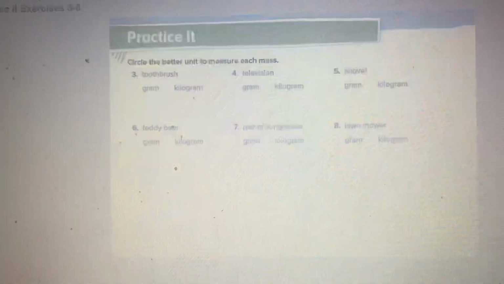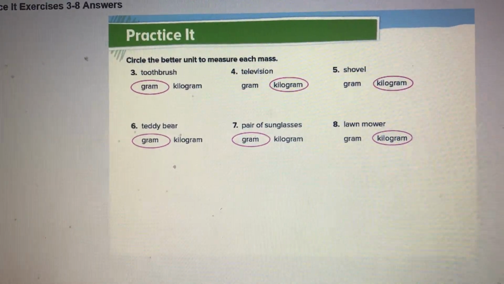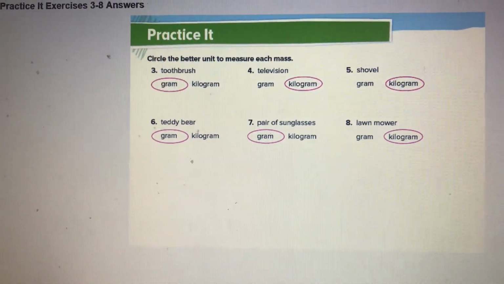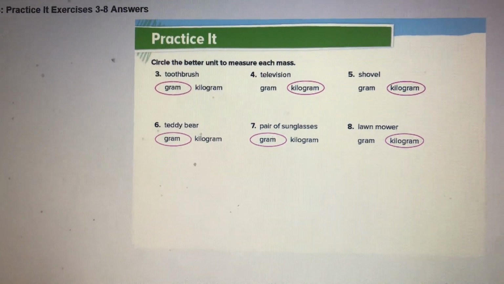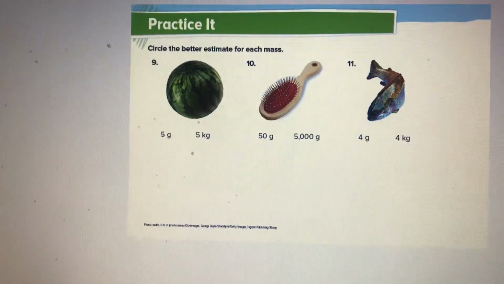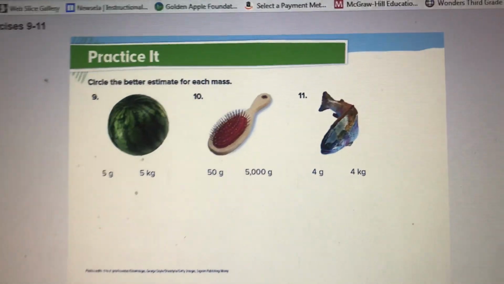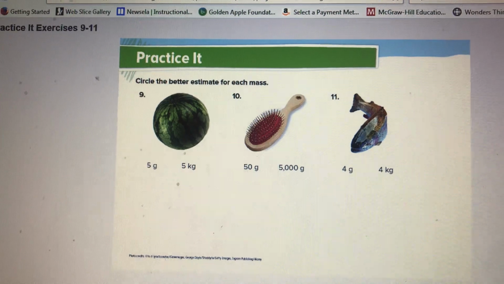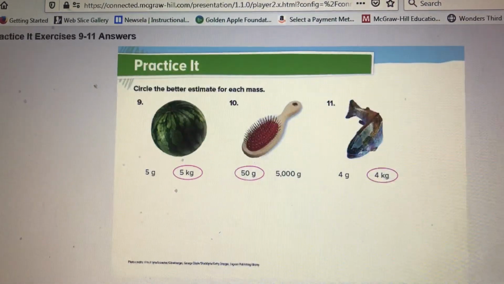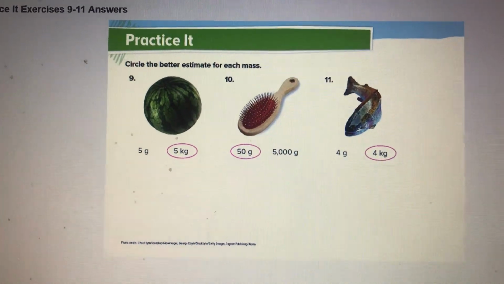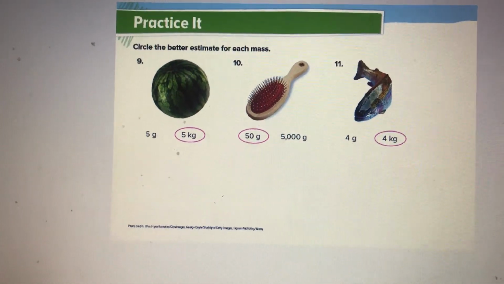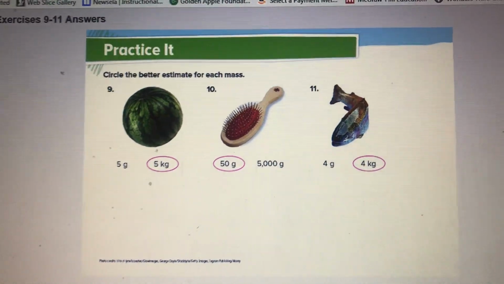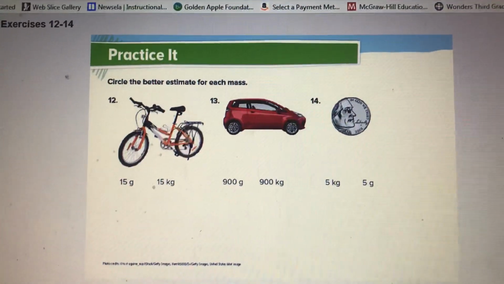Okay. Hopefully that was pretty easy for you. Television, kilograms. Shovel, kilograms. Teddy bear, gram. Pair of sunglasses are smaller, gram. Lawnmower, we're going to measure in kilograms, okay? All right, check this one out. Watermelon. You know that's a little bit bigger, right? And then we have a hairbrush and then a fish. Okay, keeping in mind that grams are smaller. Kilograms is what we're going to measure the watermelon with. 50 grams for the hairbrush. And the fish we're going to measure in kilograms, okay? It must be a pretty big fish, not a Debbie.